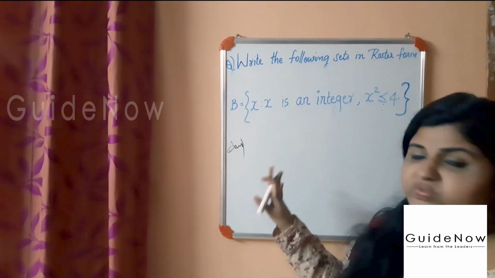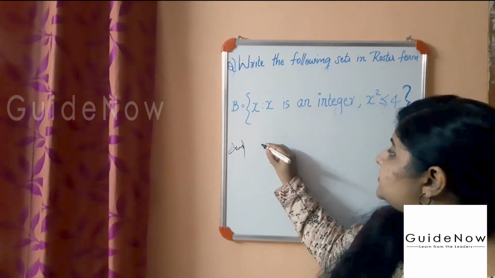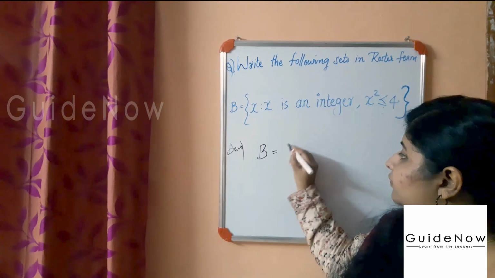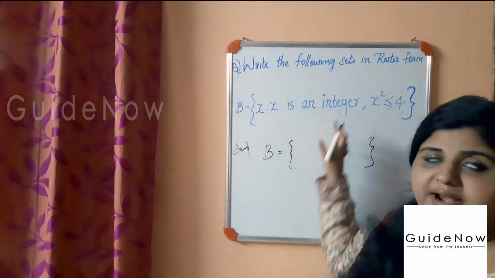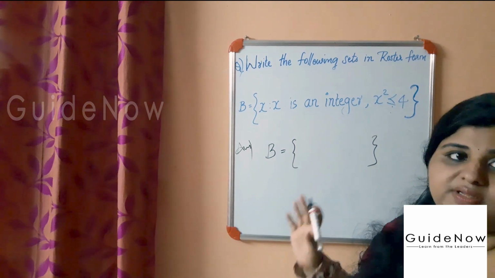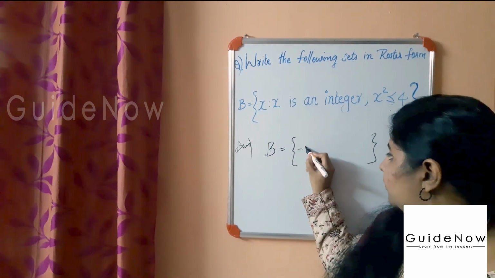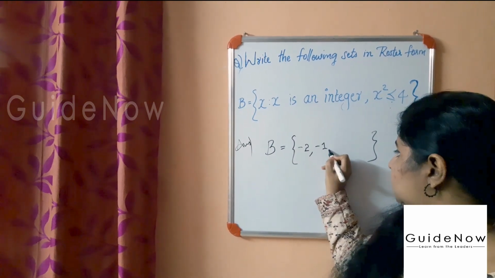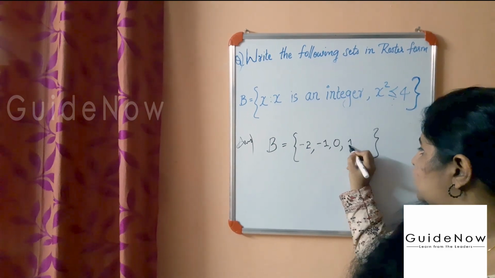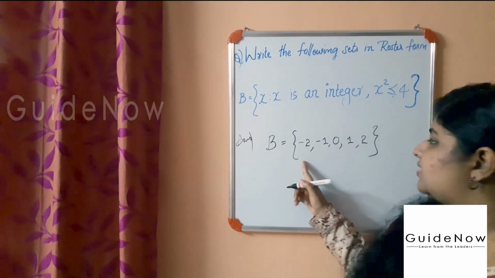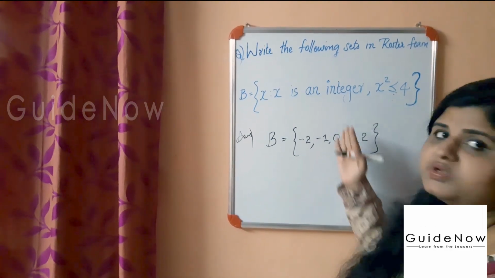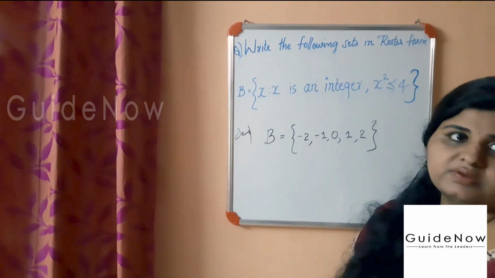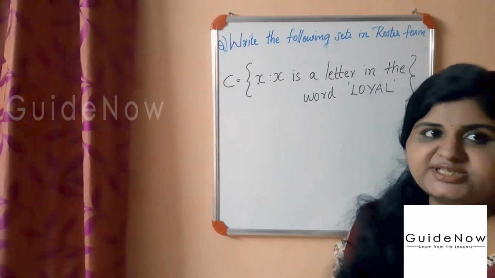We can write the answer as set B is equal to the numbers that satisfy this condition. What are the integers? Negative 2, negative 1, 0, positive 1, and positive 2 are the numbers that satisfy this condition. This is the roster form to represent this set. Okay, on to the next question.